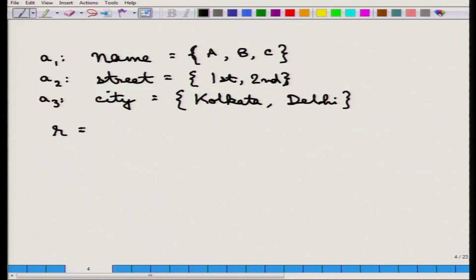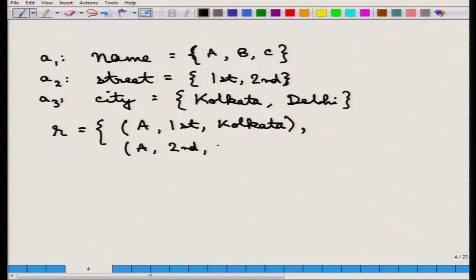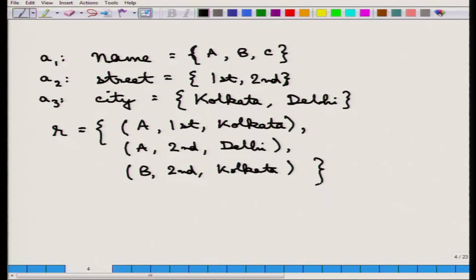So it is a subset of the cross product. Any combination can be part of a relation. For example, I can say that the first n-ary tuple in this relation is A, first street, Kolkata. What does this mean? That there is an entity whose name is A, whose street is first street, and the city is Kolkata. Of course it can have many such tuples. It can have A, second, Delhi; it can have B, second, Kolkata, and so on. This simply defines the relation.